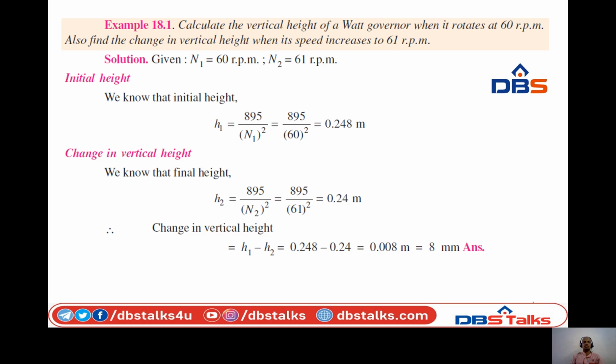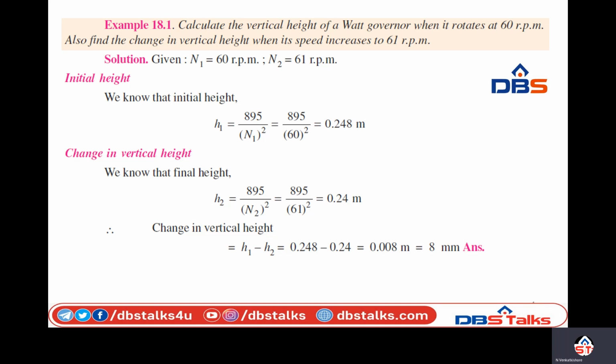Then the change in the vertical height. You need to find out the change in the vertical height. Firstly, we have to find the height variation. That means for the final speed, how much is the final height? So h2 is equal to 895 by N2 square, that is 895 by 61 whole square. There is a value of 0.24 meters.